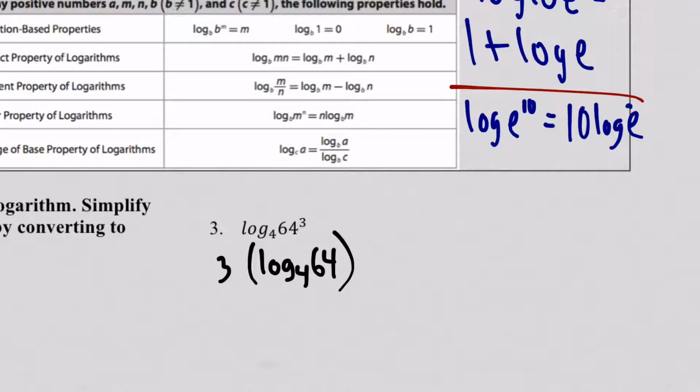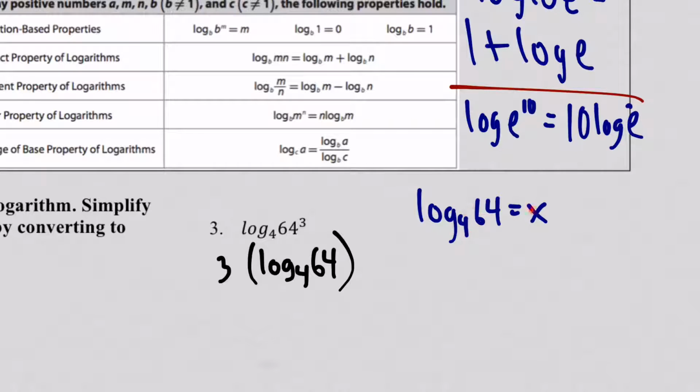But until then, what I'm going to do is just focus on this part right here and set it equal to some variable. I'm going to set it equal to x. So log base 4 of 64 is equal to x. I don't know what it is, but I'm going to set it equal to x so I can figure out what it is. If I want to simplify this, what I'm going to do is change it to exponential form.